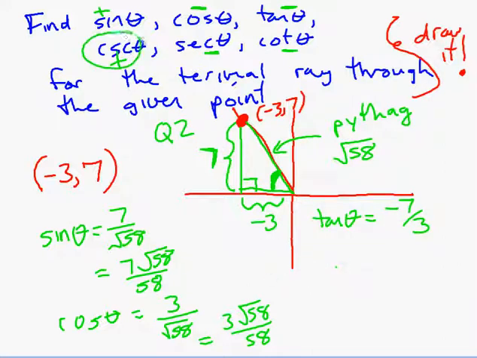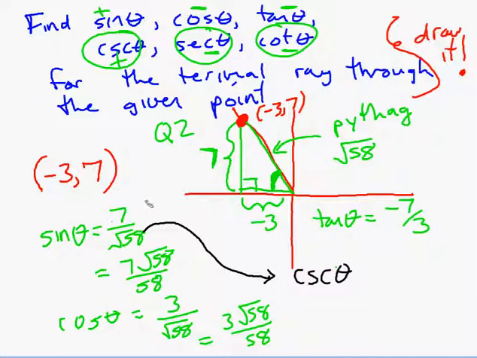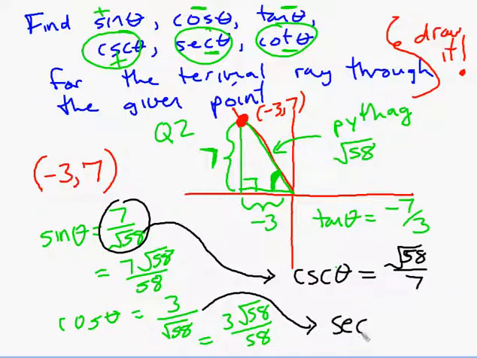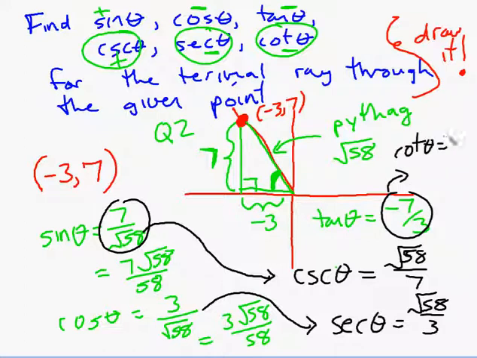Now, to get these, I just flip the others. So I'll do that in a different color, in black right here. Cosecant is sine flipped. So I flip this one around, not that one, that would be a lot of work. So I'll get root 58 over 7. No rationalizing necessary. I'll flip this one around for secant: root 58 over 3. And I'll flip this one around for cotangent. So cotangent is going to be negative 3 over 7.